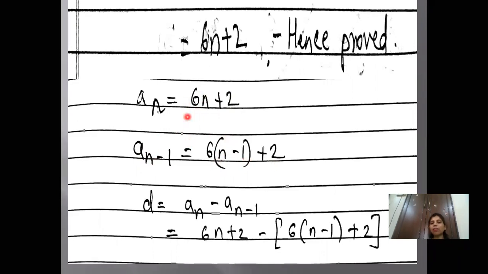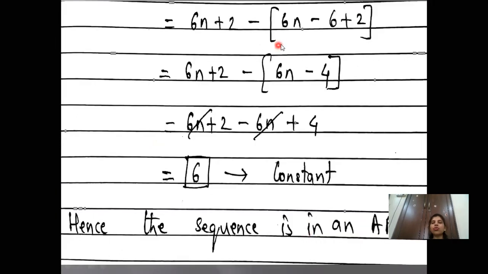So now when we subtract, from the succeeding number you are going to subtract the preceding number. So if it is an, and an minus 1 is before that, so an minus an minus 1. So that is what we have written. So 6n plus 2 minus bracket 6(n minus 1) plus 2. Now first you will be opening this bracket. So here we are first opening the bracket.